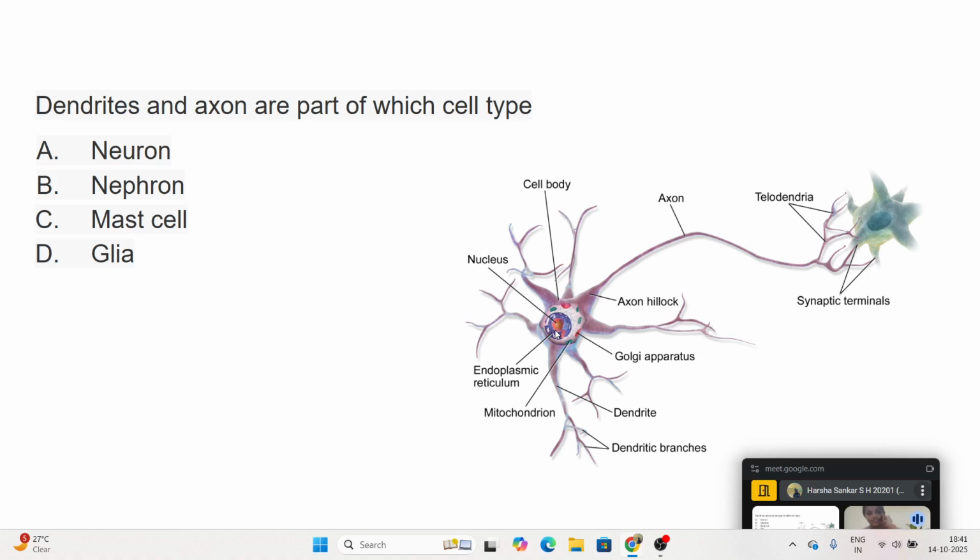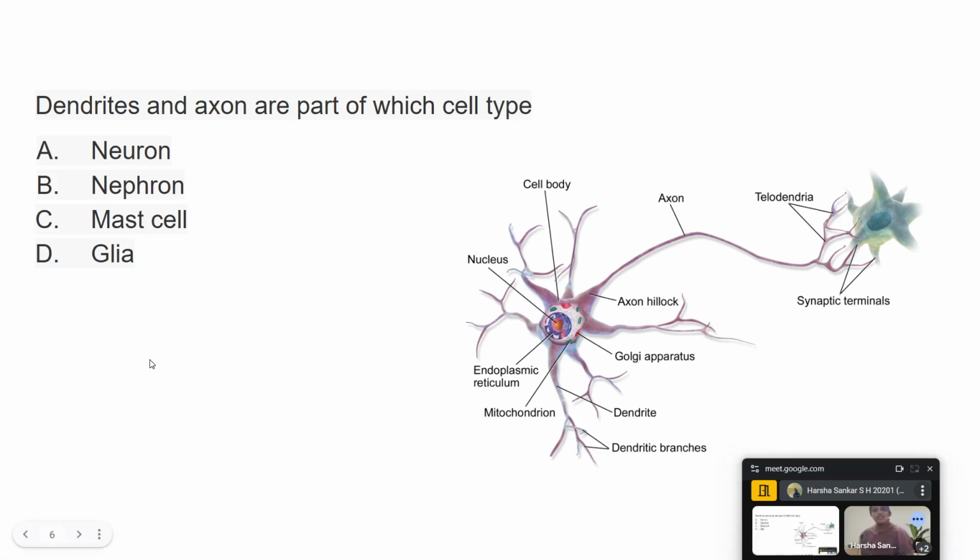Then this axon will end in axon terminals, and after that there is a gap between two neurons. That gap is known as the synapse, and that ending is known as the synaptic terminal, where you can see lots of neurotransmitters stored in synaptic vesicles. So remember all these things. Okay, so the correct answer is neuron only.